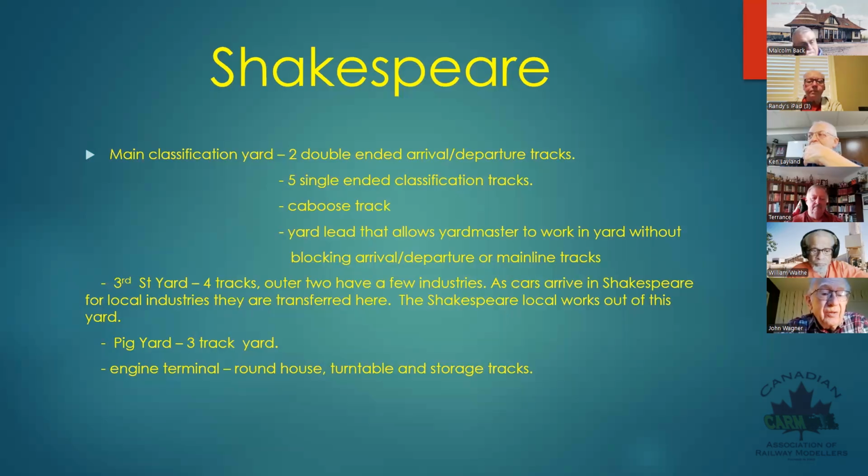And like I said, the 3rd Street yard is a small yard to serve industries. As cars come into Shakespeare that are going to stay in Shakespeare, when the yard master gets a chance, he runs a little transfer train over to the 3rd Street yard and puts them there for the local crew when they come on duty. And the pig yard is what we call downtown. You got to go down and around the little lower level there, and there's 3 tracks there. Engine terminal has a roundhouse, turntable, and some storage tracks.